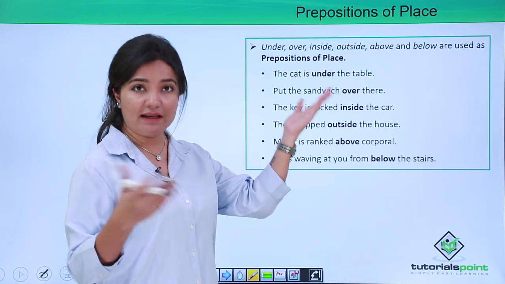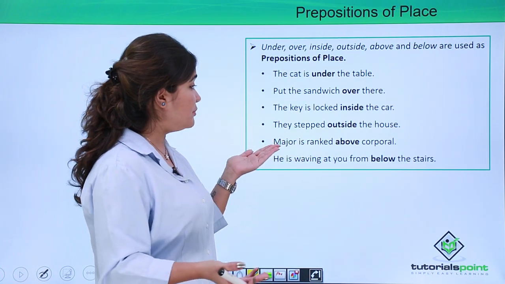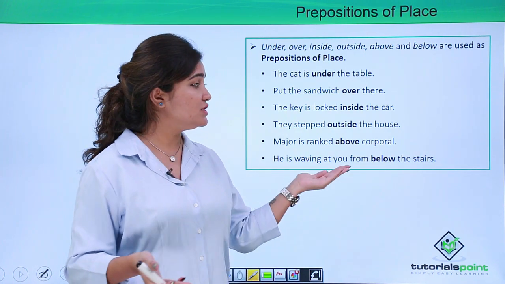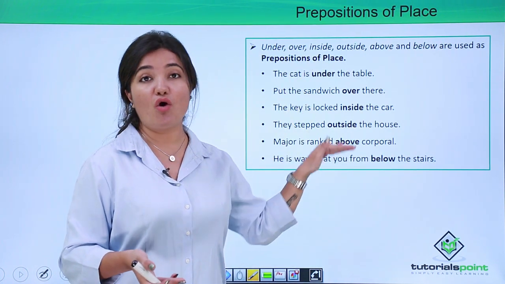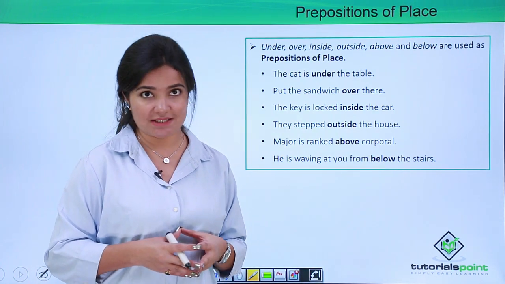The key is inside the car, of course. They stepped outside the house. Major is ranked above the corporal. He is waving at you from below the stairs. So all these words here are acting as prepositions of place.